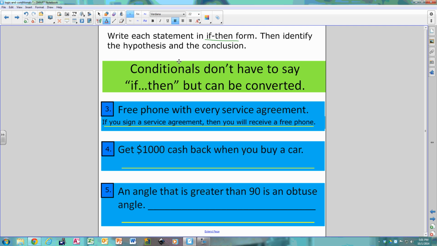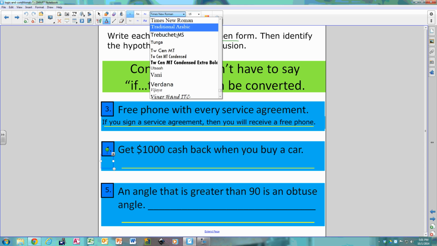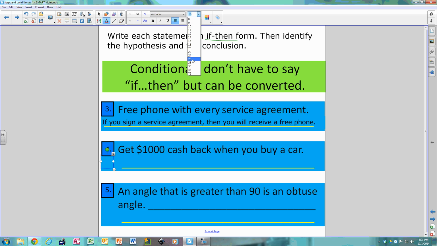Okay, what about the next one? Get $1,000 cash back when you buy a car. How could we state that one? We could say, if you buy a car, then you will get $1,000 cash back.